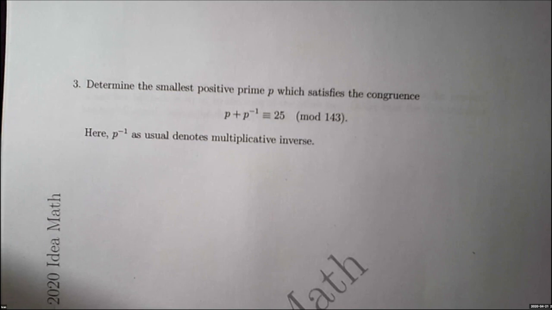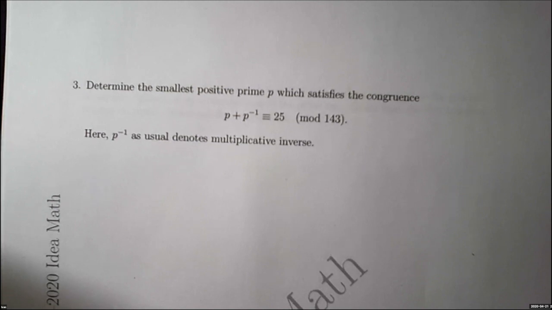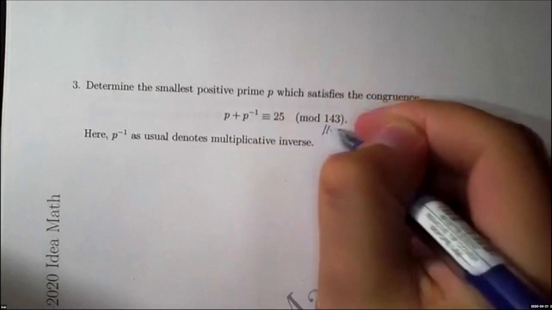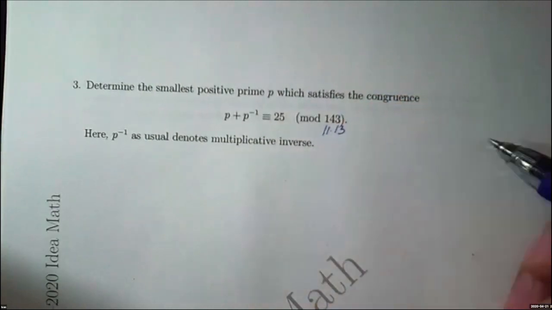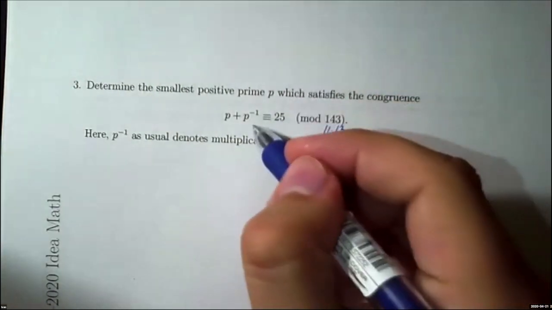So let me read the question. Determine the smallest positive prime p which satisfies the congruence p plus p inverse congruent to 25 modulo 143. Wow, 143 is not a prime. That's important. Yeah, 11 times 13, so we should be careful. Okay. Maybe should we explain what this multiplicative inverse is to students? I think so. Yeah. Sure.